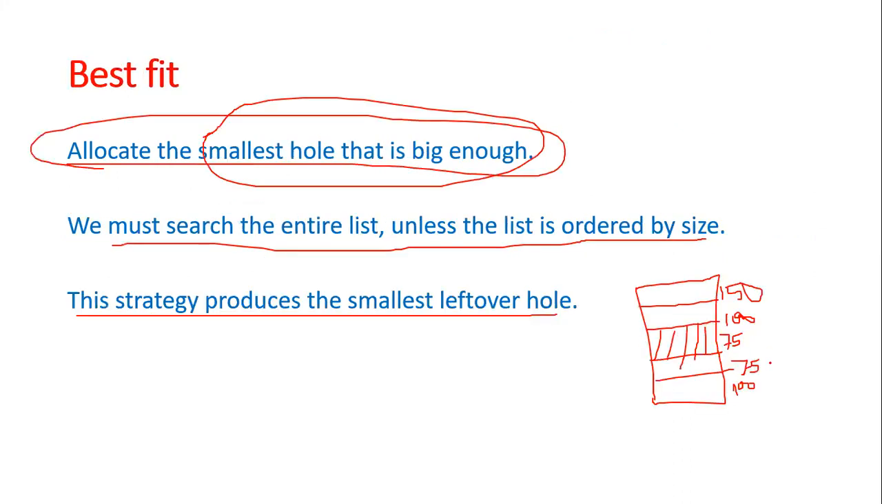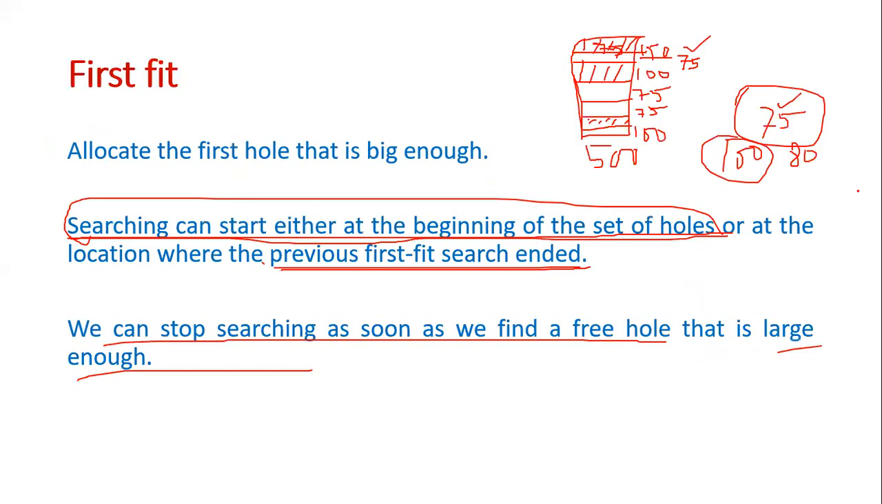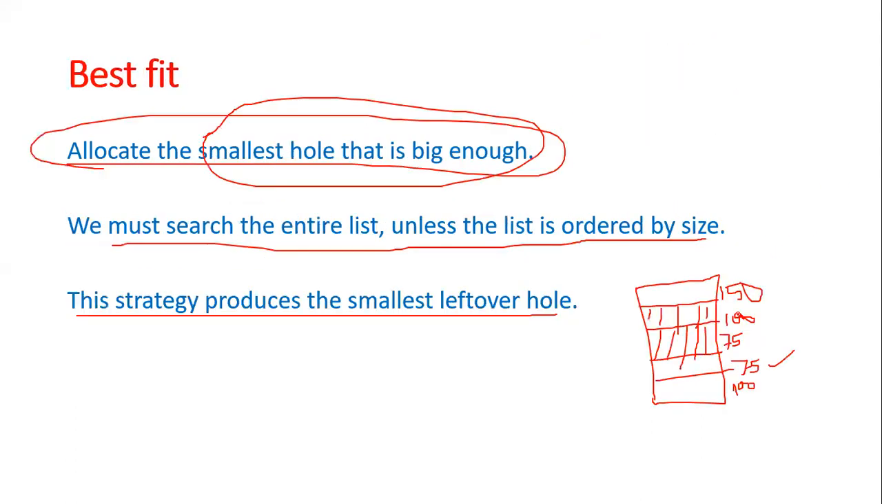This 75 is allocated. So 75 is smallest, but it is not enough. What's the next smallest? 100. So here this 100 is allocated. And what's the next one? 80. What's the smallest one? 75. 75 is not enough for 80, right? So the next smallest is 100. So this 100 is allocated. Only 80 is allocated. The remaining is free.